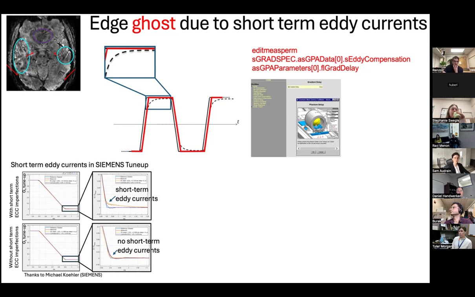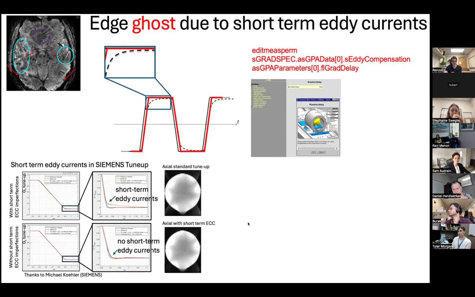So together with Michael Köhler from the Siemens physics team, he looked at these tune-up data and then gave us eddy current parameters that we can plug into the eddy current compensation method, which has the capability to also account for these shorter terms, but so far in the standard procedure just doesn't. And then we can see how much it improves our short-term eddy currents. Namely, here you can see that we have these edge ghosts that are mostly gone away as soon as we include these short-term eddy currents.